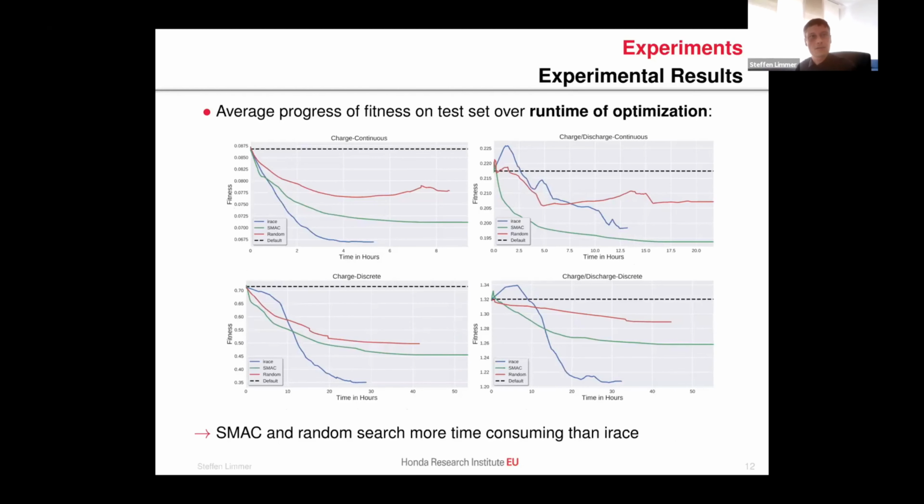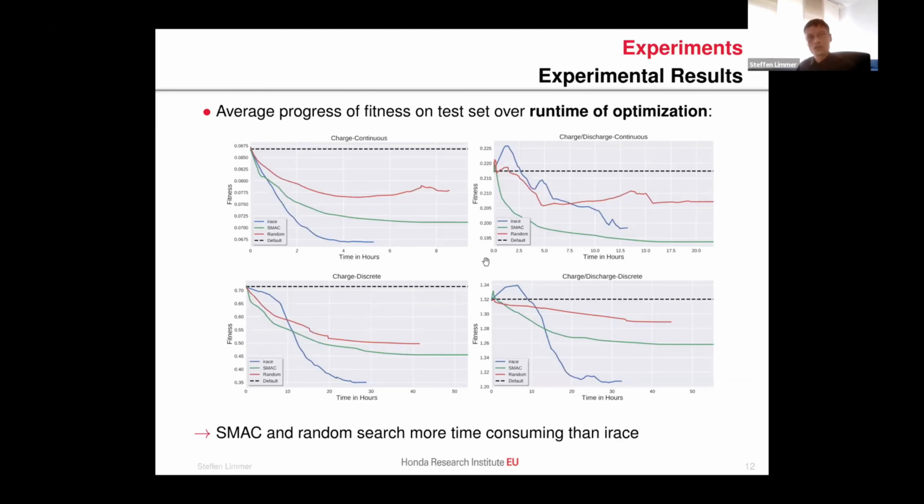You can again see the average progress of the fitness, but here not over the number of evaluations, but over time. You will see that random search is more time consuming than irace. The reason is that random search evaluates a lot of poor parameter configurations, resulting in high solving times. And one can see that SMAC is even more time consuming. The reason is probably that with this high number of parameters, the training and the evaluation of the surrogate model inside SMAC is rather time consuming.